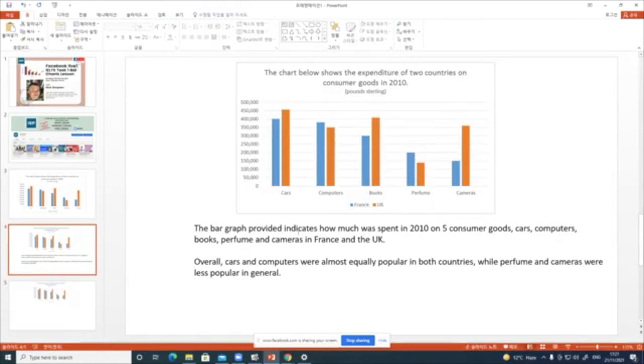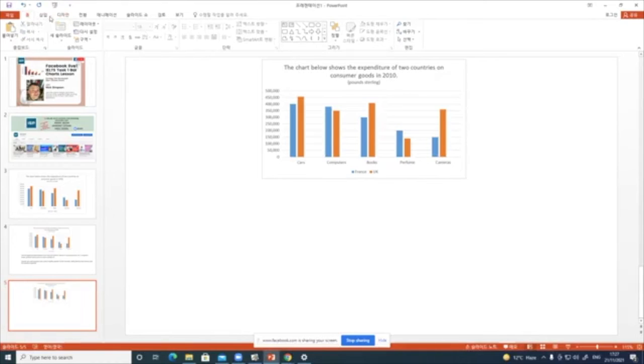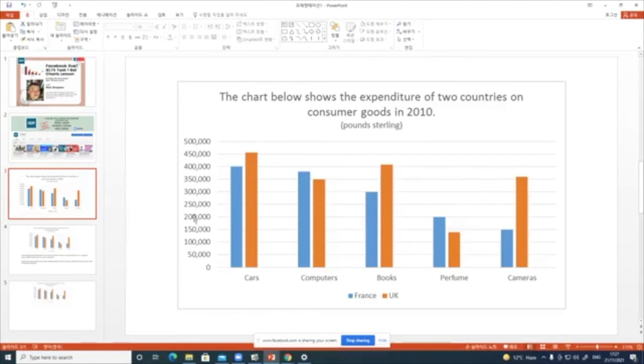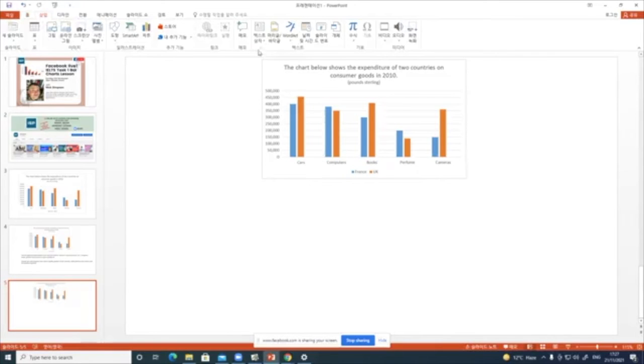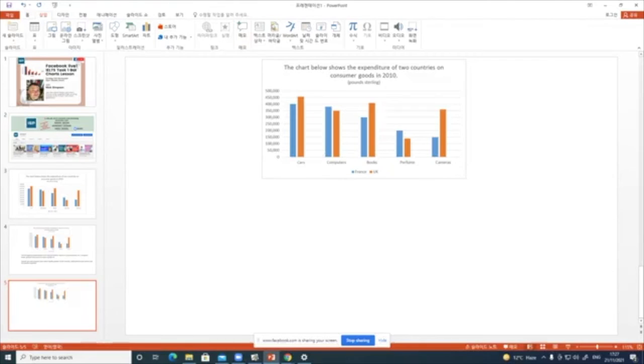We've got our introduction, we've got our general overview, and we're moving on to our main body. Okay, so what do we have to bear in mind in the main body paragraphs? The main body paragraphs have to have a lot of data. Okay, we have to talk about these numbers. We have to make comparisons between France and the UK, but to do that we have to use the numbers. It's very crucial in Task 1 that you actually include a lot of data, a lot of numbers from the graph that you're analyzing. Okay, so where are we going to start?